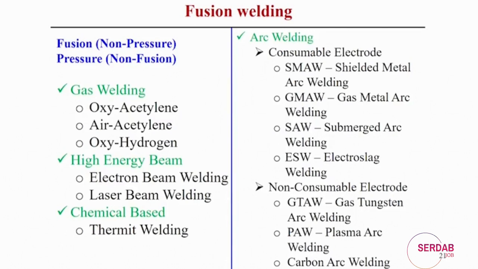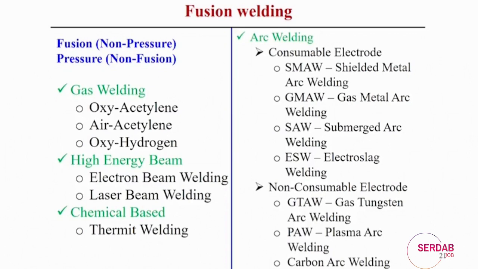First, gas welding, the different gas welding processes, that is oxyacetylene, air acetylene, oxyhydrogen. Basically, chemical sources, by burning these gases, produce heat, and that heat can be used to melt the material. These are the typical gas welding processes we have used for joining of metallic materials. Next, high energy beam. In high energy beam welding processes, electron beam welding and laser beam welding are the two widely used processes.